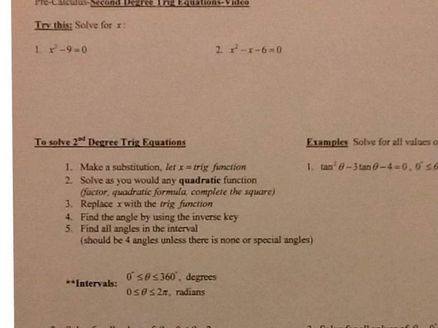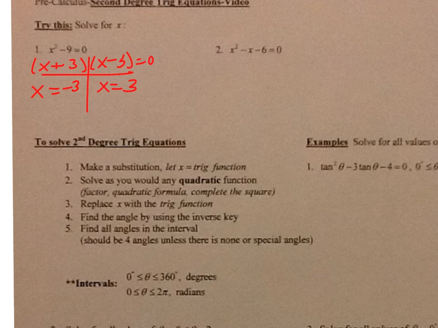Okay, so let's take a look at number 1. It says solve for x. So I have x squared minus 9 is equal to 0. So that's a quadratic equation. It's a second degree equation. So I'm going to factor. It is the difference of two perfect squares. I get x plus 3 and x minus 3. We make a t-chart. We get x is equal to negative 3 and x is equal to positive 3.